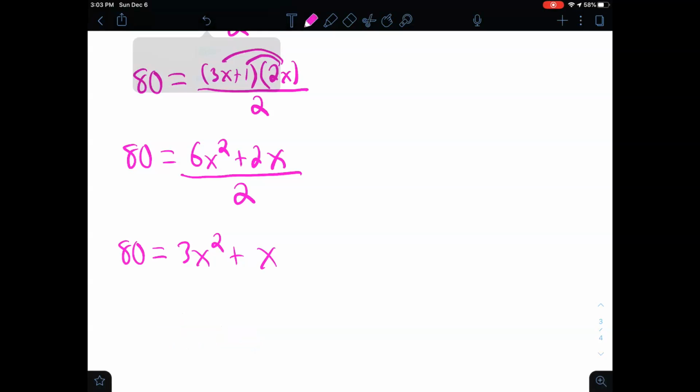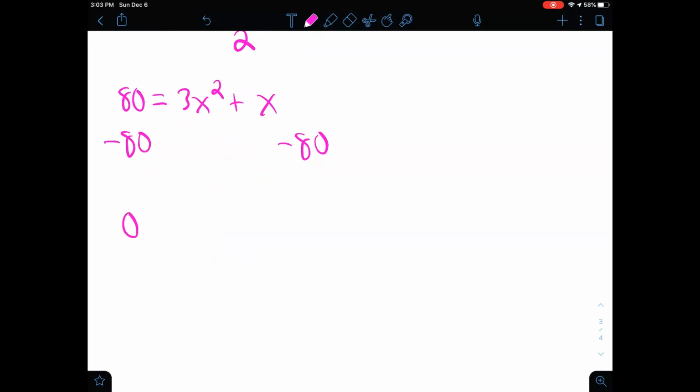So what I would do is subtract 80 from both sides. And then we can factor after that. So we're going to get 0 equals 3x squared plus x minus 80.